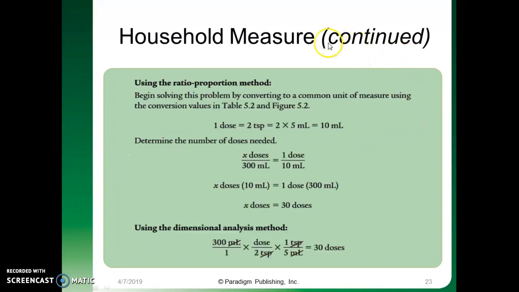So using our ratios and proportions, 1 dose is equal to 2 teaspoons. So 2 times 5 ml is equal to 10 ml. Now determine the number of doses. So there are x doses over 300 milliliters, but we're taking 1 dose is equal to 10. Cross multiply, divide by 10 on both sides, so that will give us 30 doses. If we use dimensional analysis, it's 300 ml over 1. 1 dose is equal to 2 teaspoons. 1 teaspoon is equal to 5 milliliters. So our milliliters cancel, our teaspoons cancel, and we're left with 30 doses.